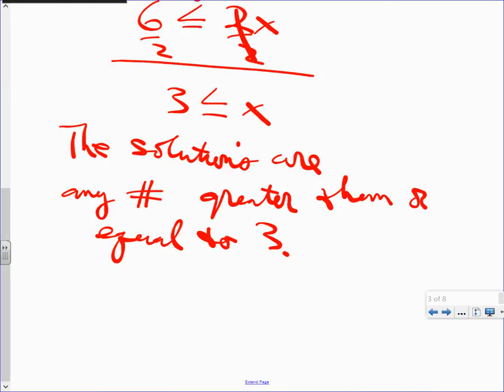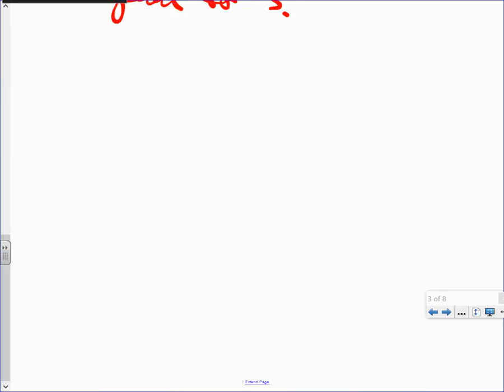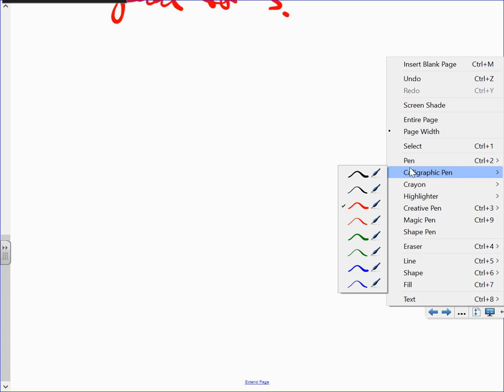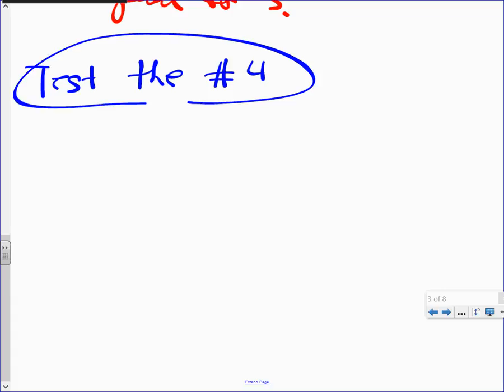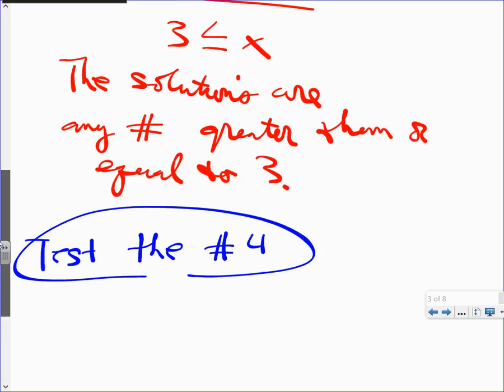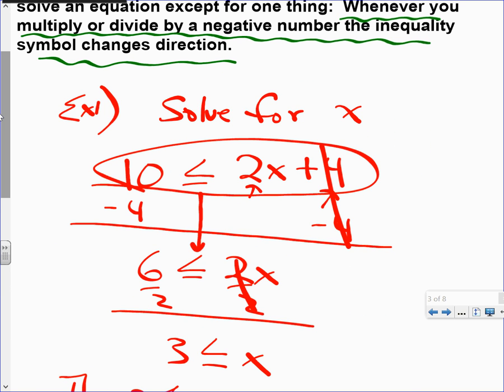I'm going to put the inequality in blue, even though the Dodgers lost. Watch this. I'm going to use Dodger blue here.